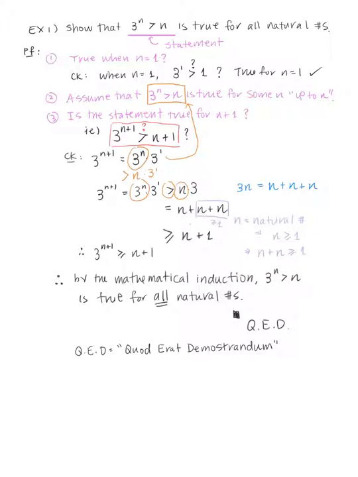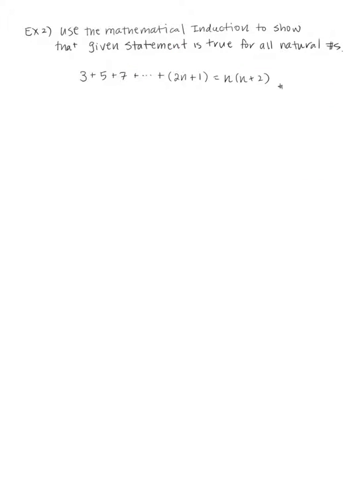But anyways, let's take a look at another example. Now let's try this one. Use mathematical induction to show that the given statement is true for all natural numbers, which is 3 plus 5 plus 7 plus all the way up to 2n plus 1 equals n times the quantity n plus 2. Alright, let's do this. So proof. Okay, so step 1, remember what to do? Is the statement true when n equals 1?